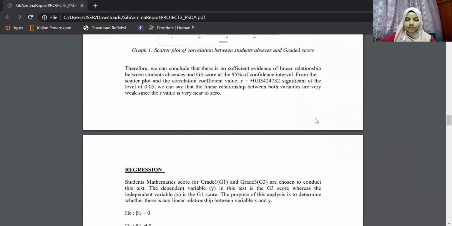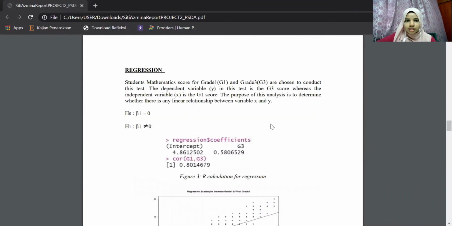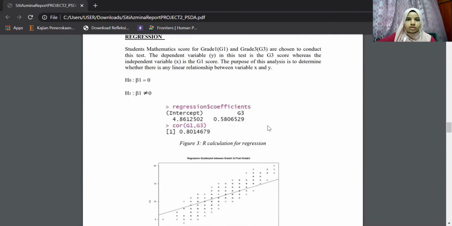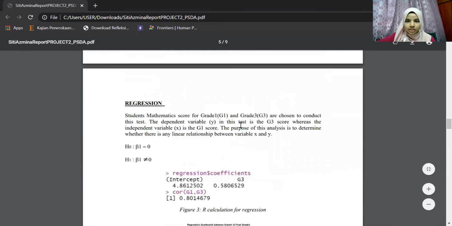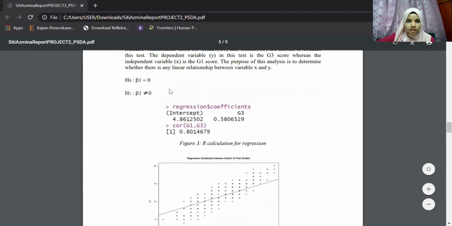My next test is the regression test. For this test, I've used the variables grade 1 and grade 3 of the students. The dependent variable for this test is grade 3, which is also known as the final score, while the independent variable, which is x, is the student's grade 1 score. So this is my hypothesis and my result.